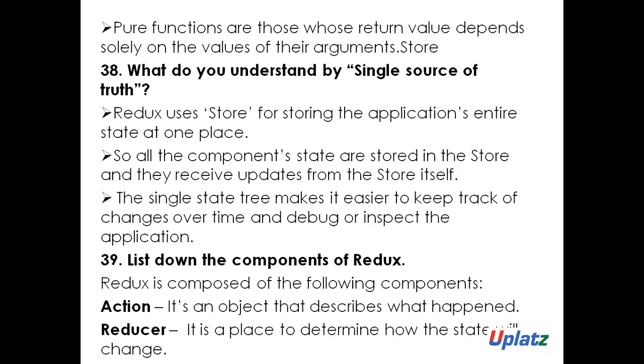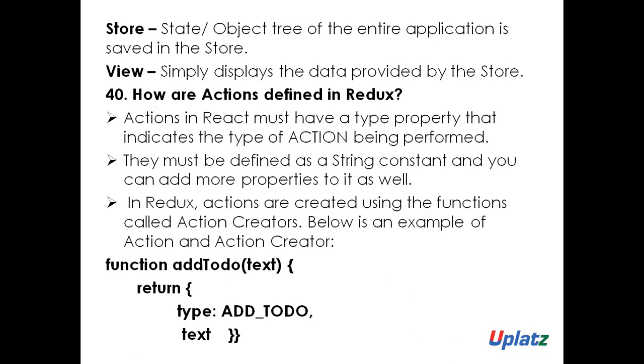List down the components of Redux. It is composed of the following components: action, reducer, store, and view. What is an action? It is an object that describes what happened. What is a reducer? It determines how state is changed. What is a store? It stores the entire state of the object in one store. View simply displays the data that is in the store.